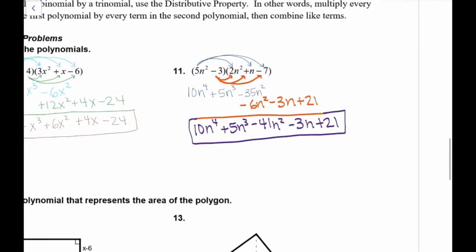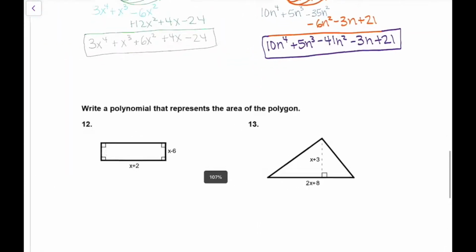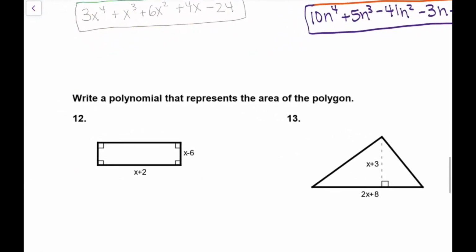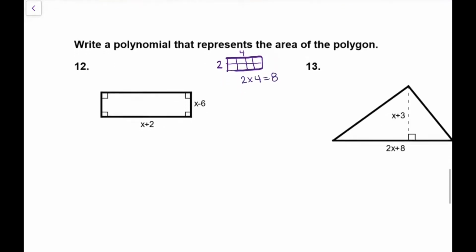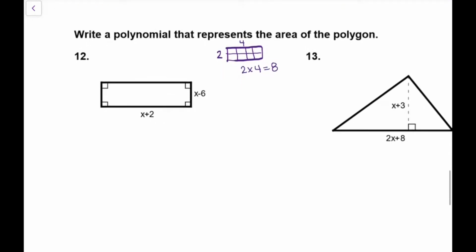Now, problem 12 and 13 are a little bit different in that they are area problems. Now, I want you to think back to elementary school when you were learning your times tables. You learned that 2 times 4 was 8. And we did this sometimes with an area model. If I take 2 squares by 4 squares, that equals 8 squares. So if we're finding the area, we just multiply the sides together to get the area.